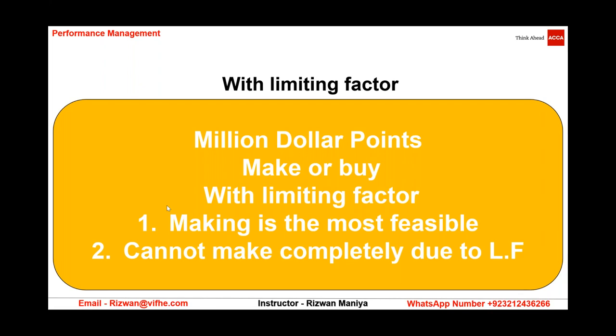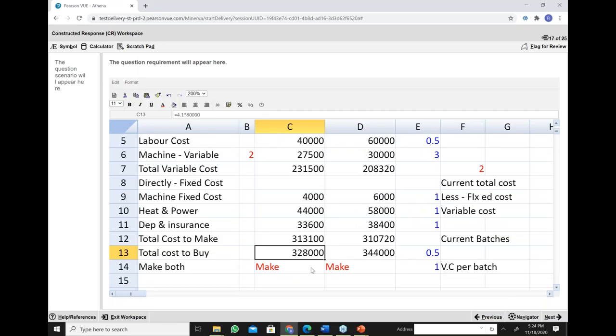So listen, when you are solving make or buy with limiting factor, remember, making is most feasible. Making is feasible. And let me just show you here. See, is making feasible in both the cases for both the products? Say yes or no. Understand my mindset. Making is feasible. Yes. Are you all with me? So yeah, making is feasible, right? In both the cases. But we cannot make.